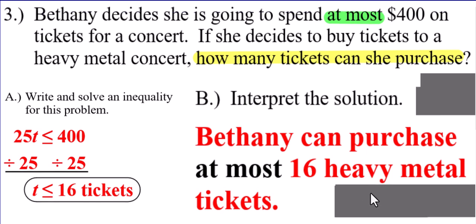Now, does yours have to look word for word the same as mine? The answer is no, as long as it is having the key pieces. Does it have words that represent what the variable is? Does it have words that mean the inequality symbol? Does it somehow finish talking about 16 heavy metal tickets? If you have those 3 elements and your sentence sounds logical when you read it to yourself, then you are good to go.